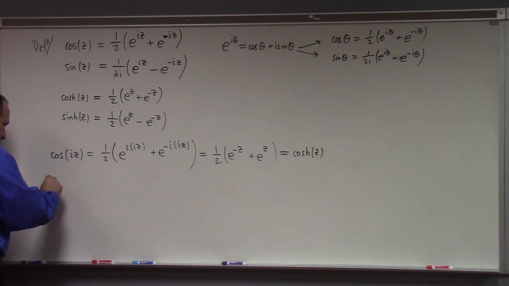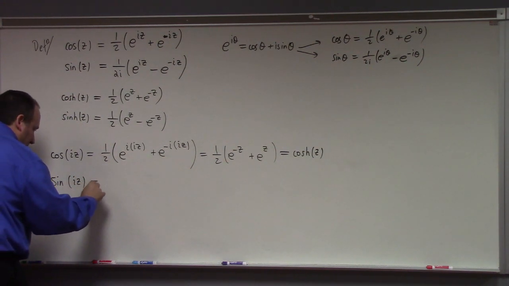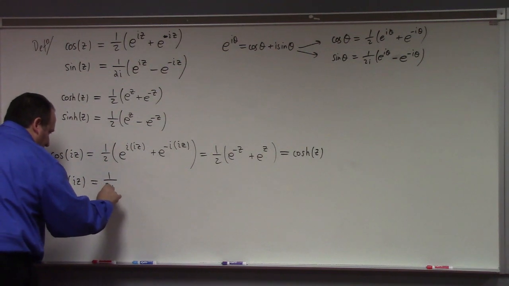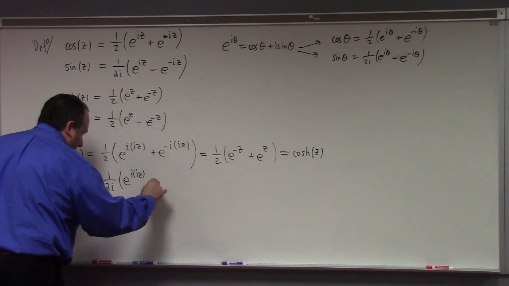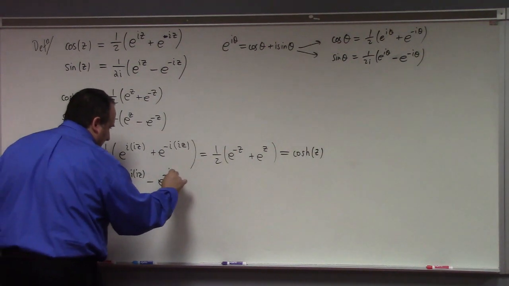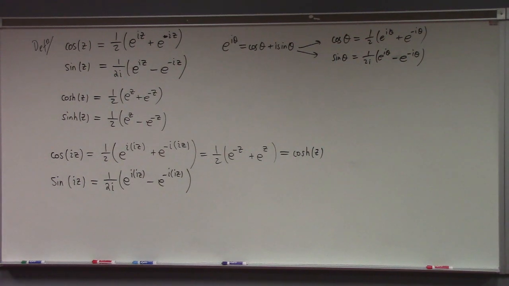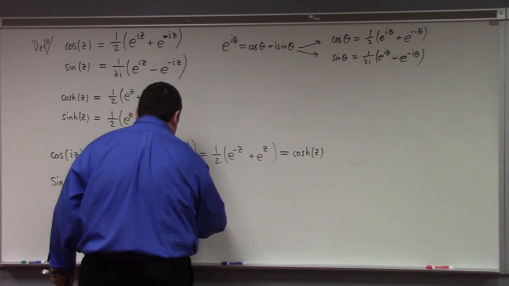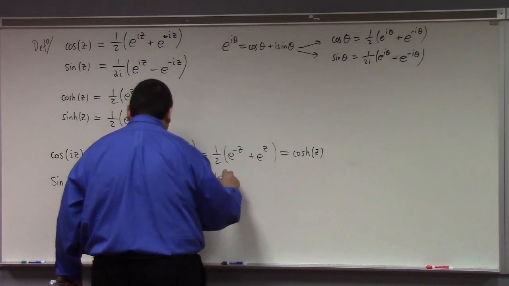And how about sine of iz? How's that go? Well, let's be careful. We got 1/2i (e to the i·iz minus e to the minus i·iz). How's that work out? Yeah, negative. And what about that i? That i down there, what do we do with that?